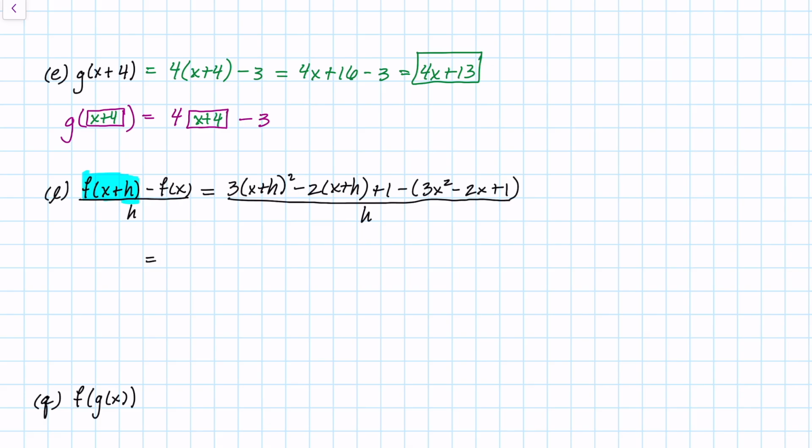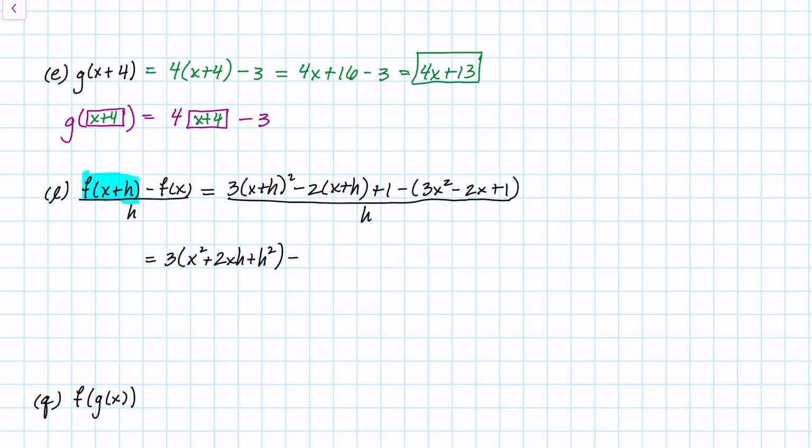Now I'm going to expand this part over here, and I'm going to distribute the 2 in this part over here. So when I do that, this becomes 3 times x squared plus 2xh plus h squared. That is simply expanding this term over here.